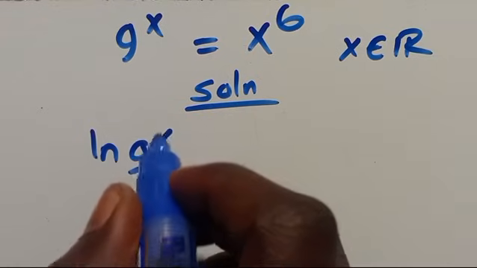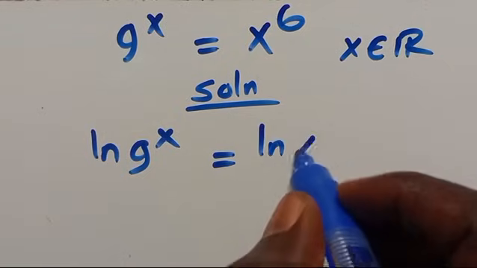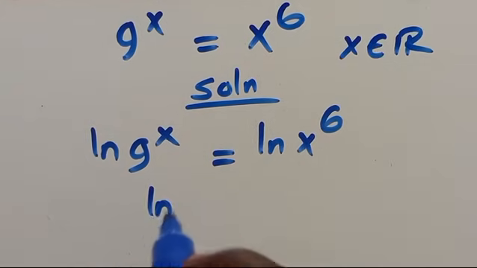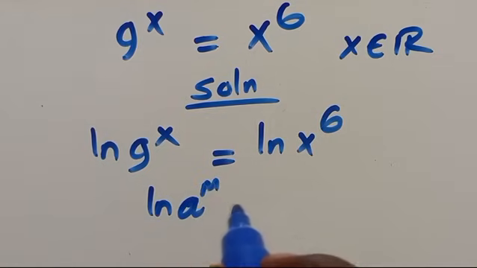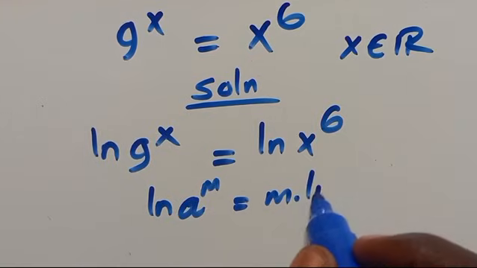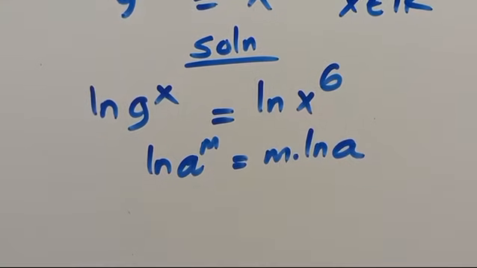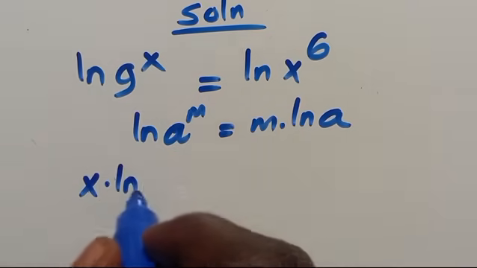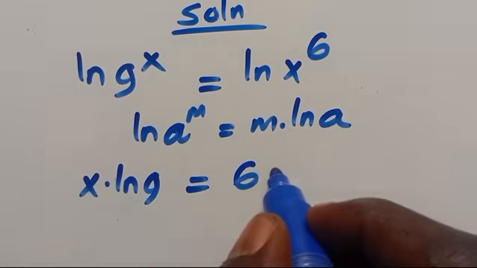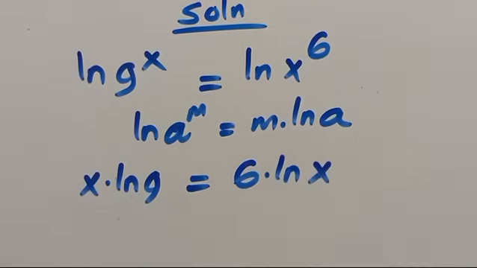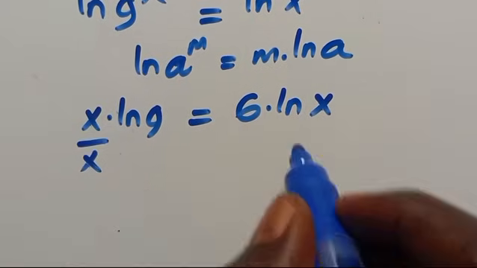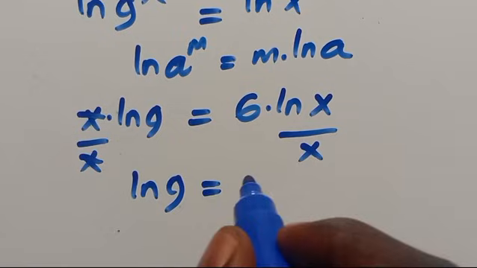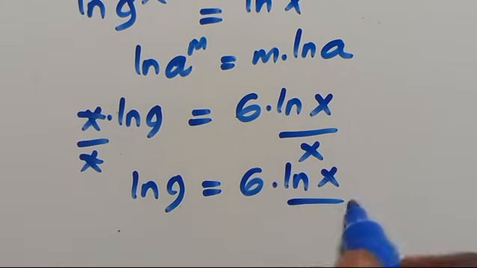ln of 9 to the power of x equals ln of x to the power of 6. Then when we have ln of a to the power of m equals m times ln of a, from here we have x times ln of 9 equals 6 times ln of x. So dividing through by x, this will cancel out this. We have ln of 9 equals 6 times ln of x over x.